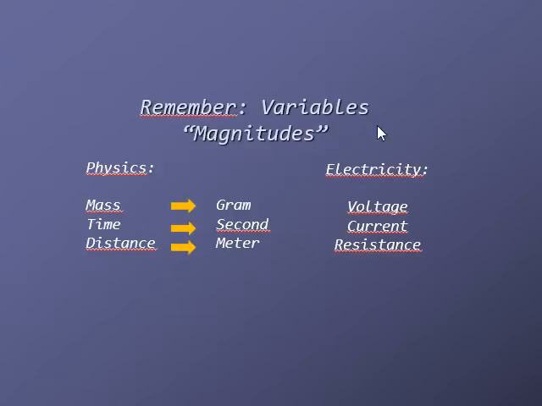Okay, so you remember when we were talking about electricity, we already talked about the concept of variable. You know that a variable is something that you can measure, and in electricity, the same as we have in other areas like mass, time, or distance that we measure with gram, kilogram, second, or meters, we have voltage, current, and resistance.